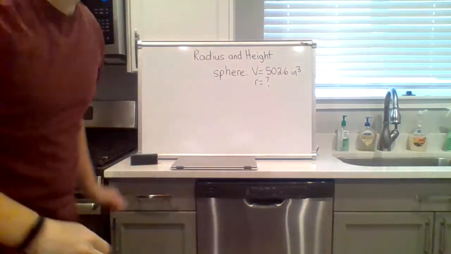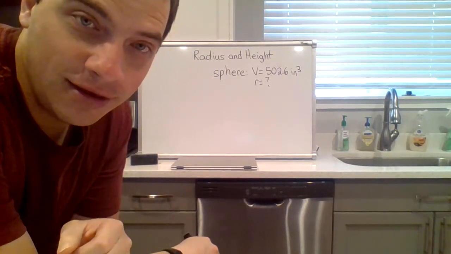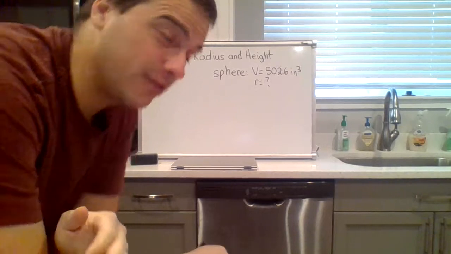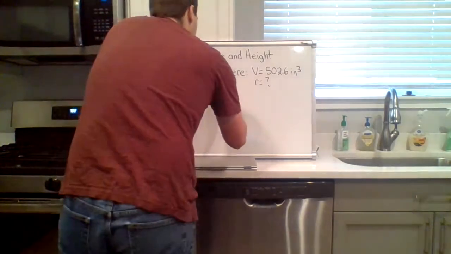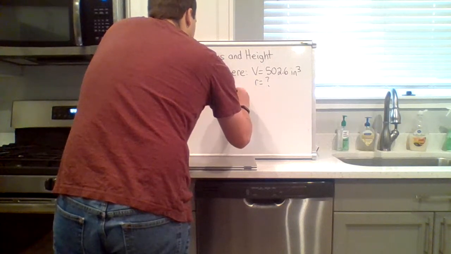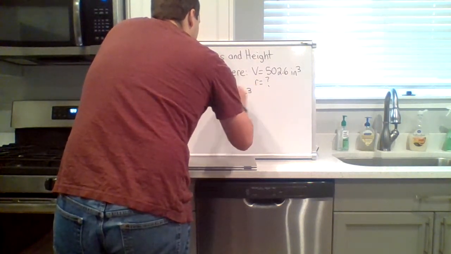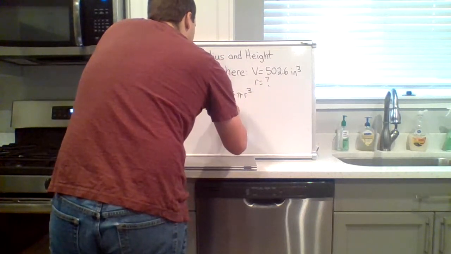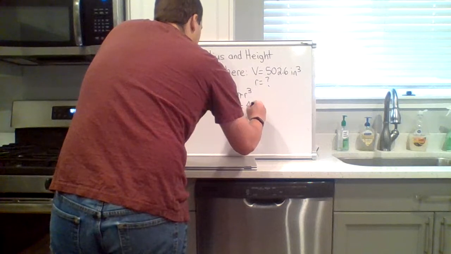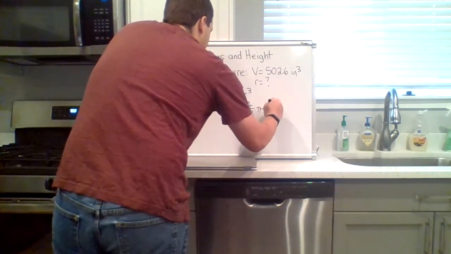Okay, for a sphere, you're just given the volume and you want to find the radius. This one's a bit more tricky, but it's still not that difficult. So, volume of a sphere is 4/3 pi r cubed. So 502.6 equals 4/3 times pi r cubed.